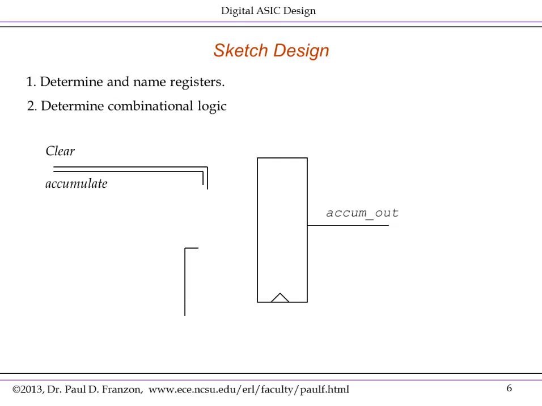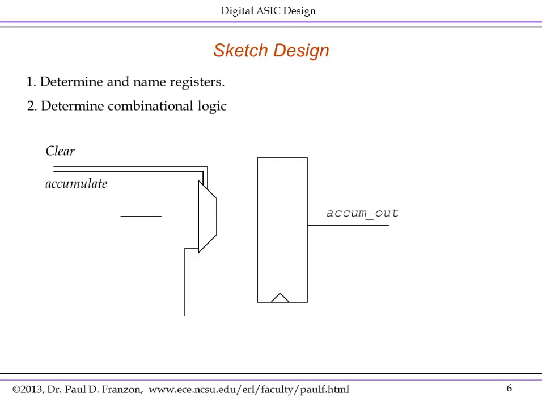The next step is to determine the combinational logic. A general way to approach this is to recognize that many of your registers will have alternatives as to what they're going to be on the next clock cycle. When you have alternatives, think multiplexer. So we're going to put a multiplexer in front of a register accum_out to determine what's going to be put in there the next clock cycle.